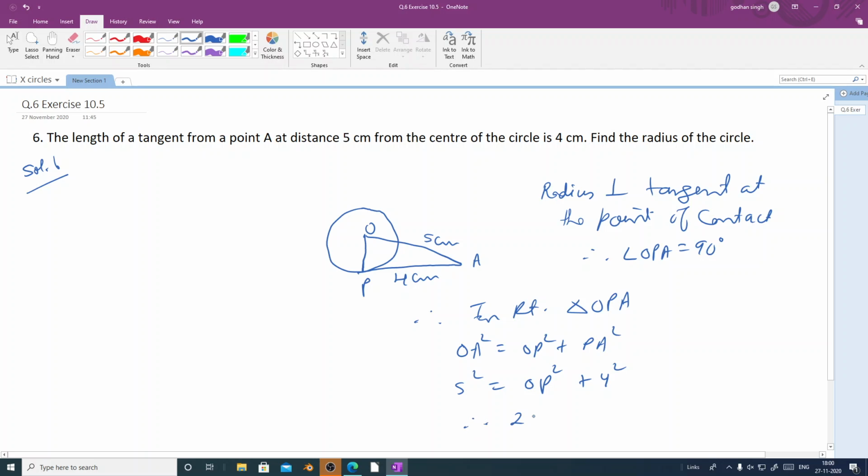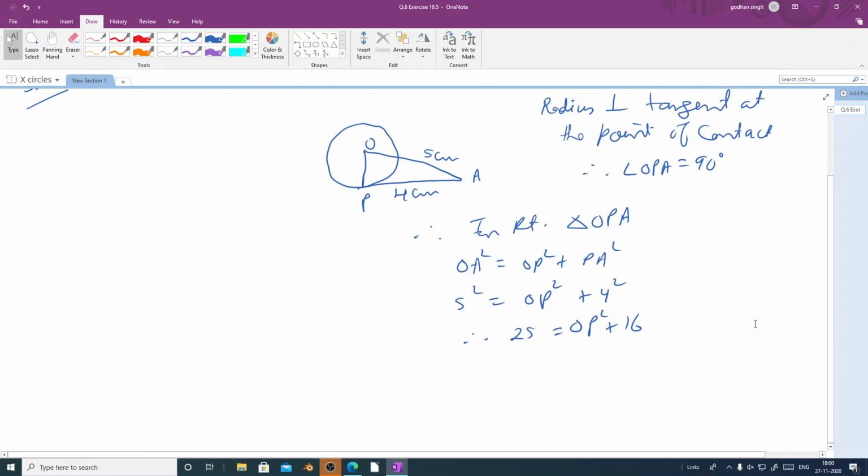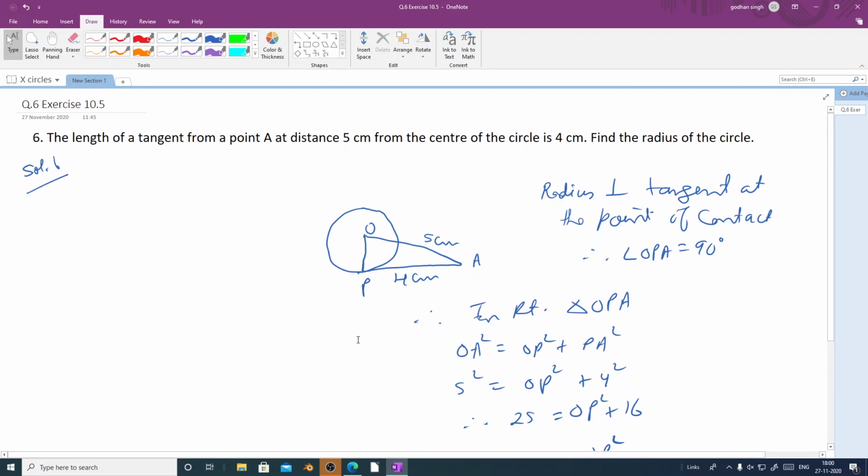Therefore 25 equal to OP square plus 16. Now if you simplify this further, we will get 25 minus 16 equal to OP square. This implies 9 is equal to OP square. Therefore we can say that OP equal to 3. Therefore the radius is equal to 3 centimeter. So this is the answer of question number 6, exercise 10.5.